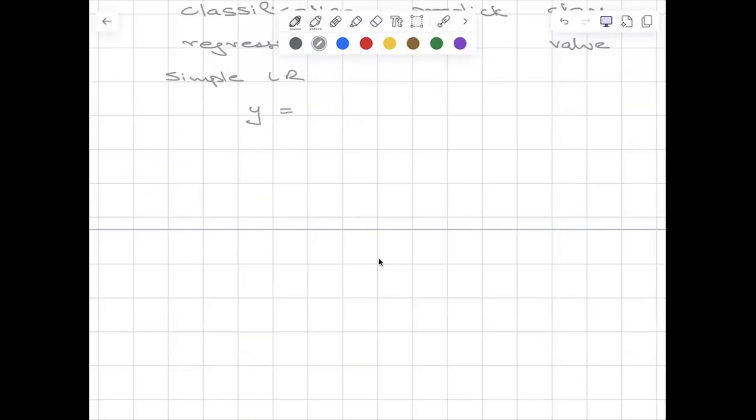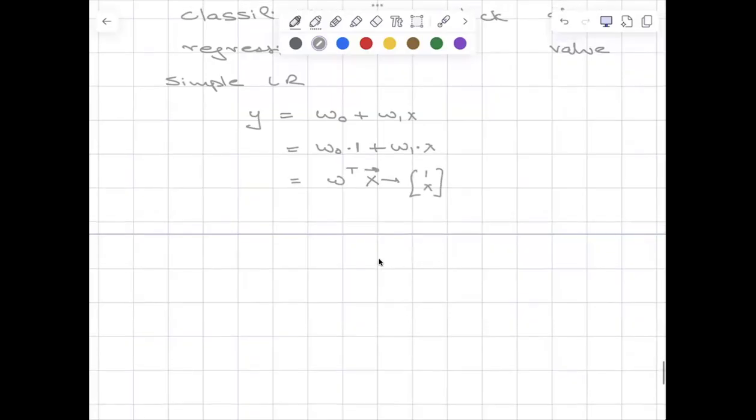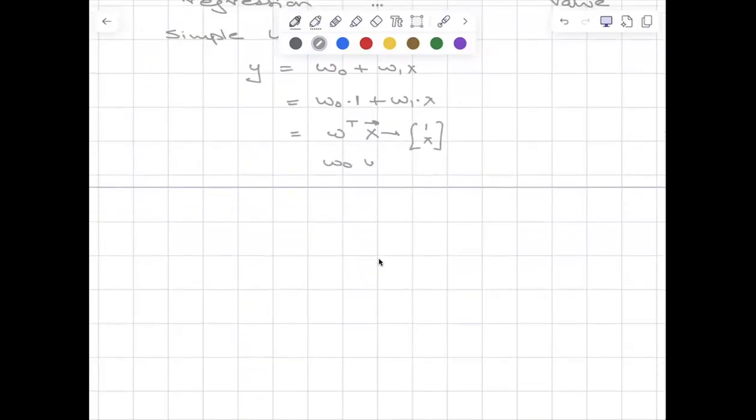I can actually write this W0 plus W1x as W0 into 1 plus W1 into x. Guess how I can write this? This is basically W transpose x, where x is the column vector (1, x). Let me call this x arrow. So this is the dot product of (W0, W1) with (1, x).